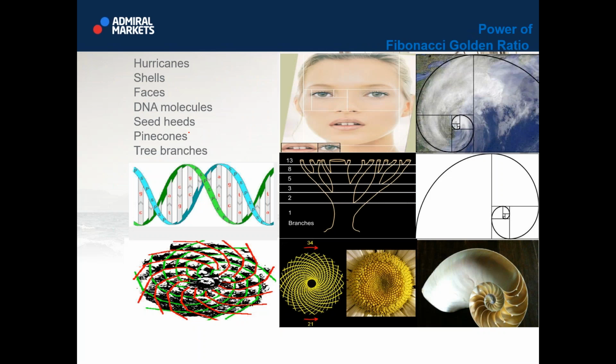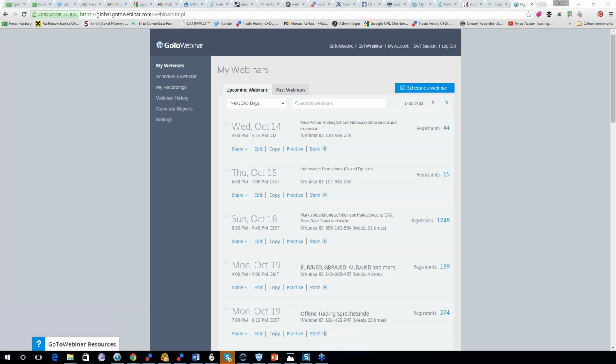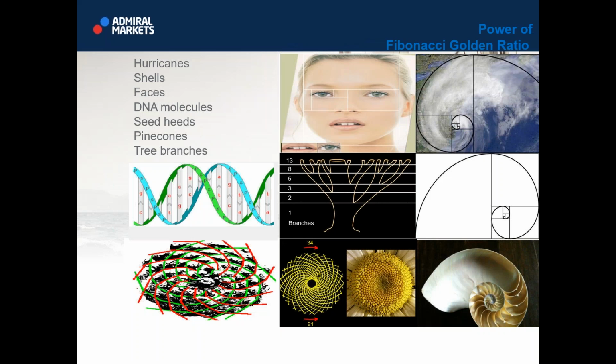We will talk about extensions. Now, guys, the power of the Fibonacci golden ratio can be found in hurricanes, shells, faces, DNA molecules, seed heads, pine cones, even tree branches, guys, even tree branches. Okay? Seed heads, for example. The head of a flower is also subject to the Fibonacci process. Okay?